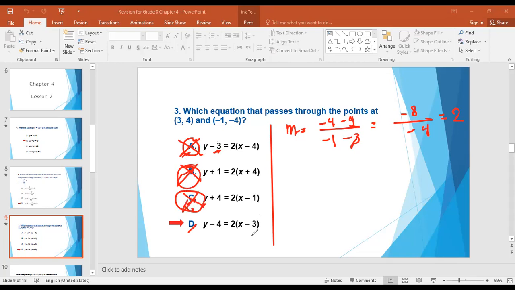And now we have the final answer, which is the correct one. If we want to check, the y coordinate is 4 and the other is 3, which is the x. So it's going to be (3, 4). If you look at the question, you can see this point, which is the first point. So we know that this is the correct answer.